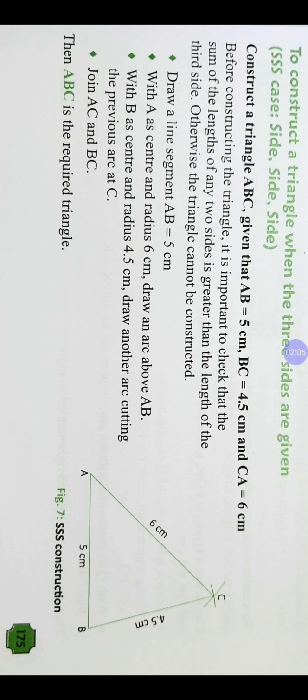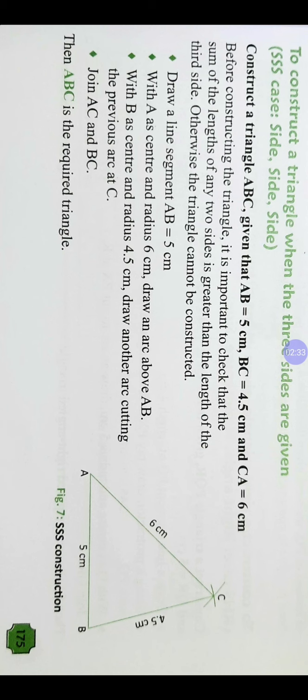After that we will write the statements of the construction. As it is written here, draw a line segment AB equal to 5 centimeter. With A as center and radius 6 centimeter, draw an arc above AB. Like this we will write all those things. Then the given triangle we have constructed here will be our required triangle.